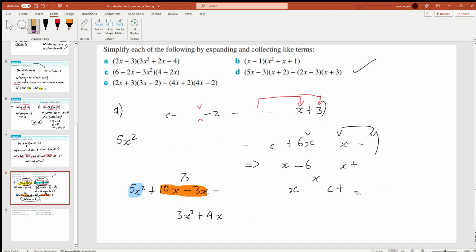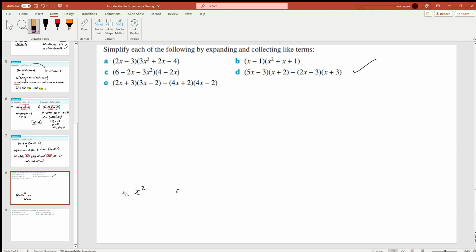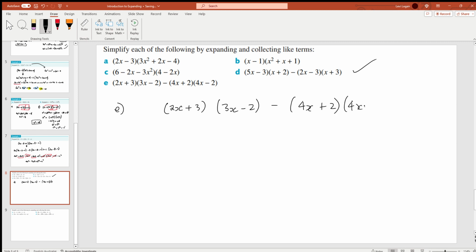Question E is built in a similar fashion. There's actually not much difference between the two. The only thing that's really different is the numbers, but the method is exactly the same. You do one of the sets of brackets, and then you do the other one, and then you combine them together. So E is going to be 2x plus 3 multiplied by 3x minus 2 minus 4x plus 2 and 4x minus 2.